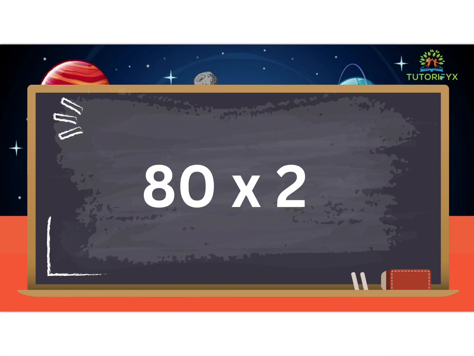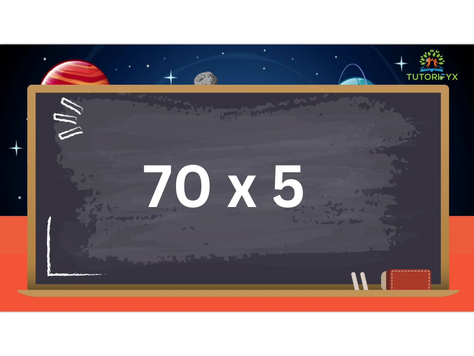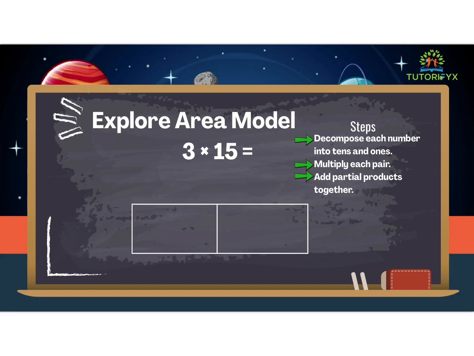Awesome, learners. I'm stepping it up just a notch. What's 80 times 2? You should have gotten 160. Whoop, whoop. All right, let's keep it going. Last one, finish strong. 70 times 5. I'll give you a hint. What's 7 times 5? Add the 0. 350. Oh, you guys are so smart. Keep it up. I think we're ready for the area model.